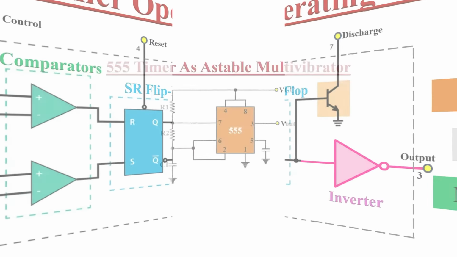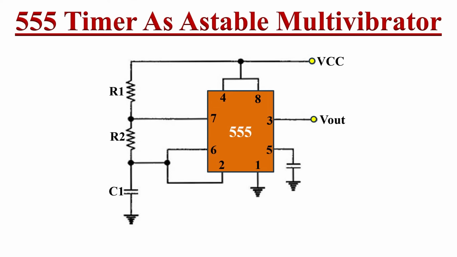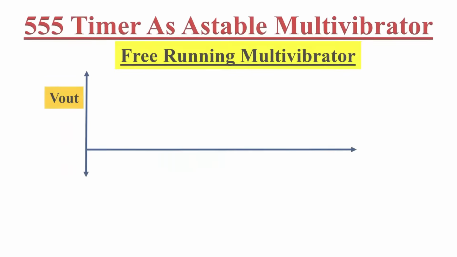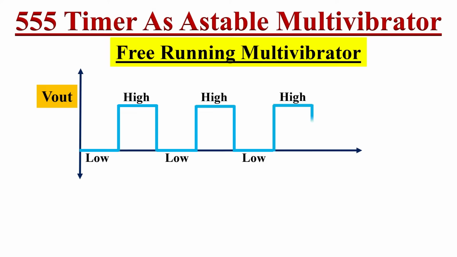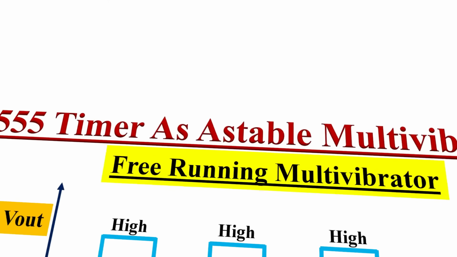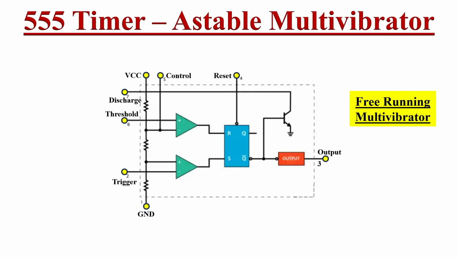So here is the circuit of 555 timer IC configured as an astable multivibrator. In this configuration, the IC becomes an oscillator. So its output continuously switches between high and low without application of any external trigger signal. Let's see how to design the astable multivibrator using the 555 timer IC.